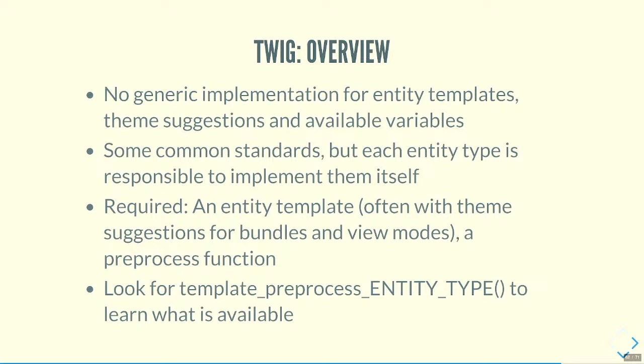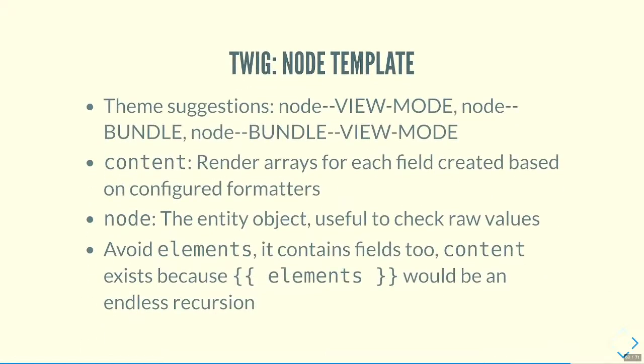What helps is you can look for a function called template_preprocess_ followed by the entity type, like node or taxonomy term, and then look at what is being defined there. For example, for node, we have the suggestions, which you've probably used before, for the view mode, for the bundle, and the combination of bundle and view mode by default. Then you have content, which is the render arrays of each field, and you have node, which is the entity object, which can be useful to check values and conditions. If a certain checkbox is checked, then do this or the other thing.